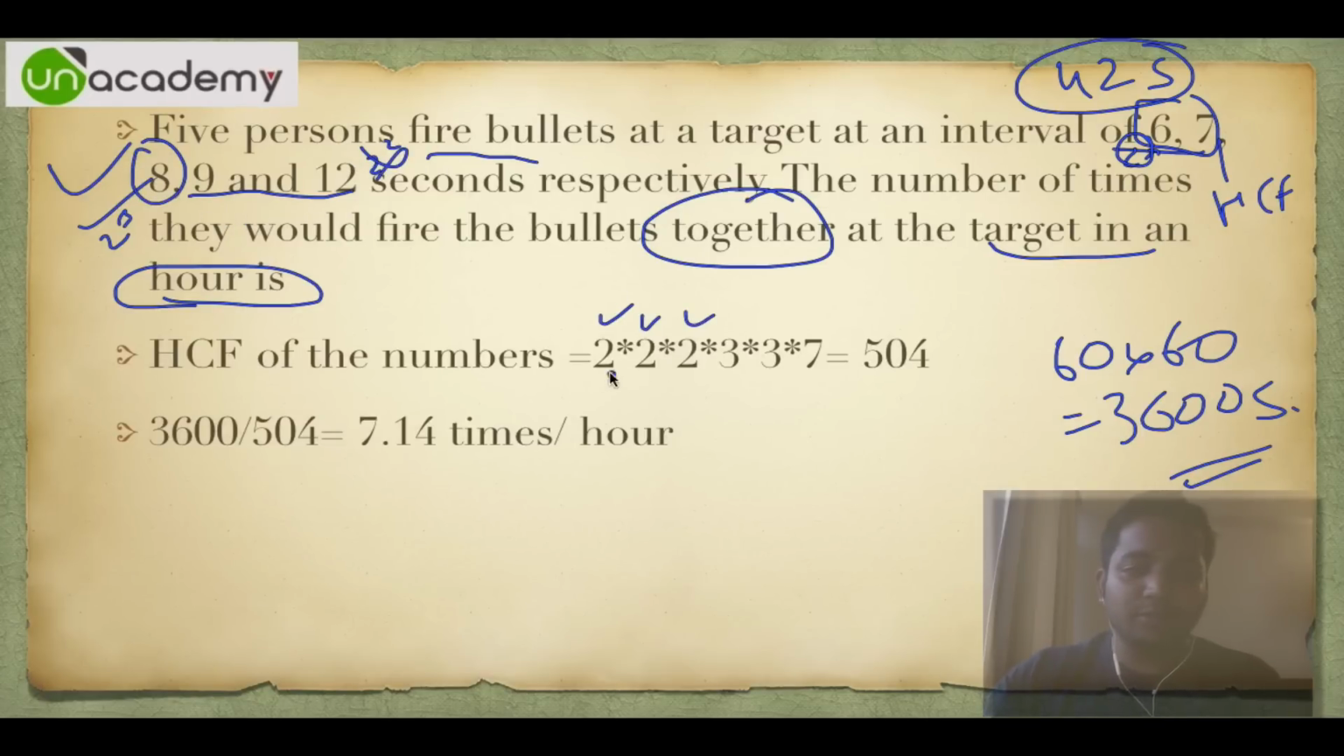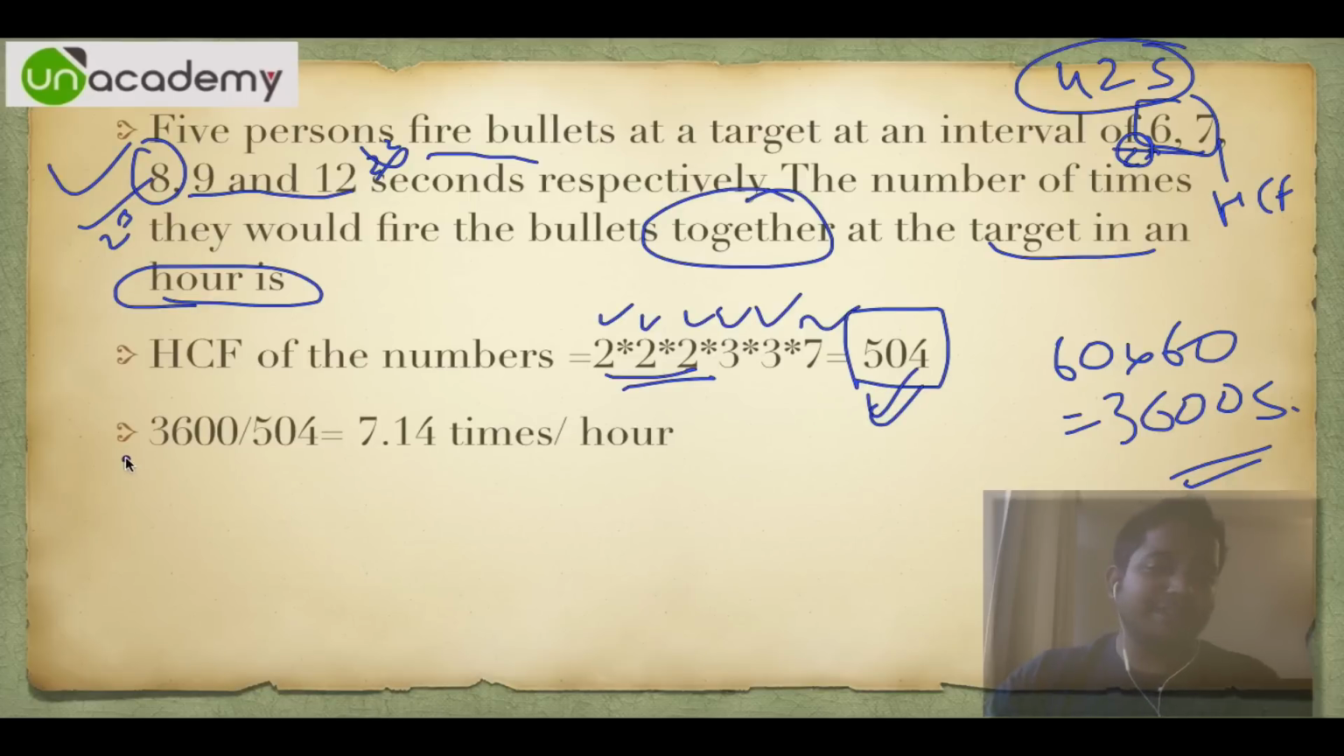So we had 2 to the power 3 from 8. Then 9 is there, so we have 3 to the power 2. So 6 is also covered, 12 is also covered. The left part is 7, which is a prime number. So this is how you calculate HCF. All the prime numbers with their highest power have to be multiplied. So the answer comes as 504.